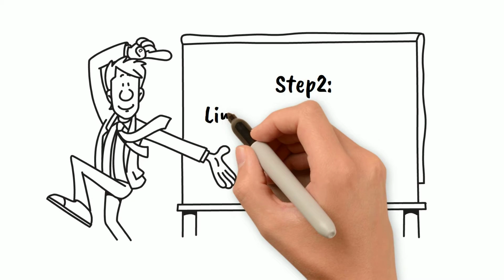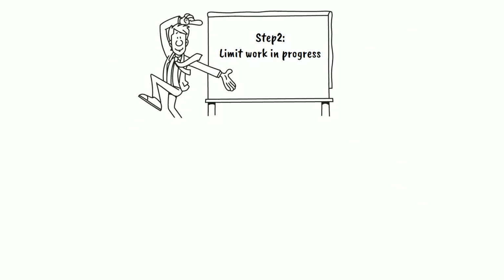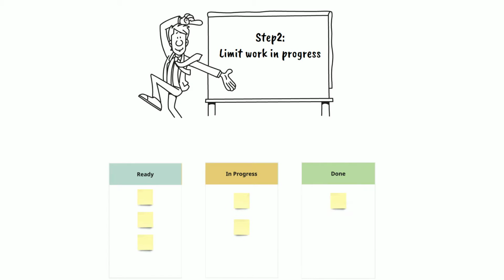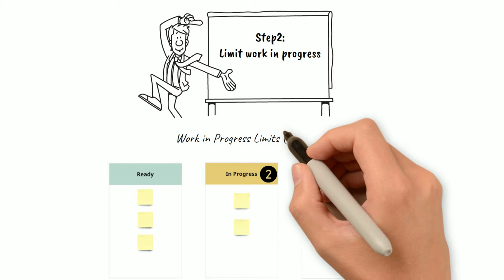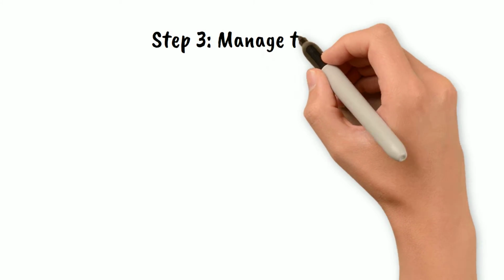The second step is limiting the work in progress. To help ensure items are being completed at a steady pace, Kanban imposes limits on the number of items that can be worked on in any of the workflow steps at any given time. These are called work in progress limits, or WIP limits. It doesn't benefit anyone to have lots of work in progress, but not to accomplish anything at the end of the day. The third step is managing the flow.